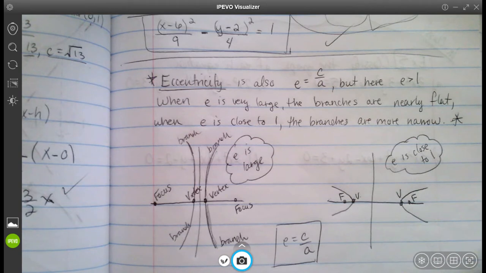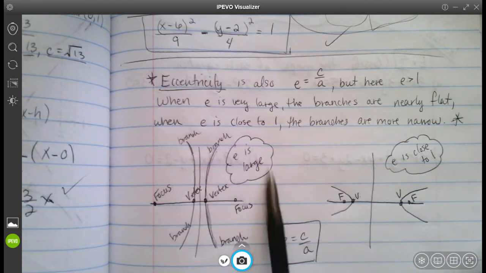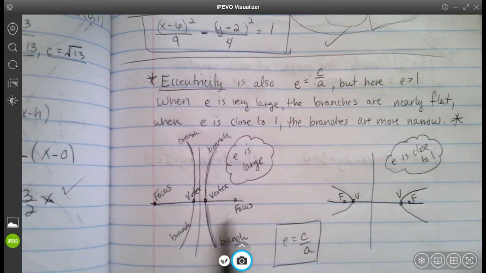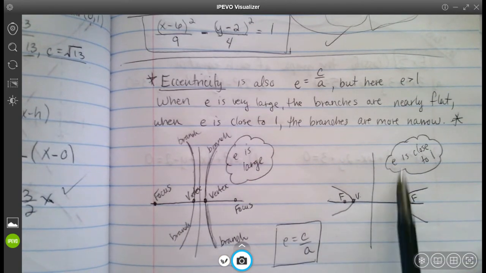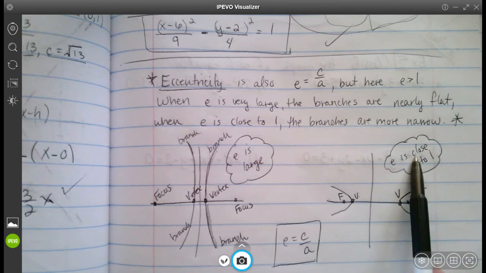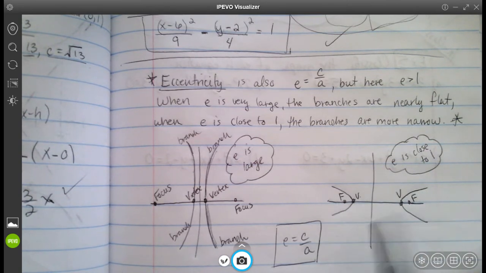You'll also notice that the focus points are affected by that. If we have a large eccentricity, the focus points are farther away. If we have a small eccentricity, as far as being close to 1, the focus points are pretty close to the vertex points, to the vertices. All right.